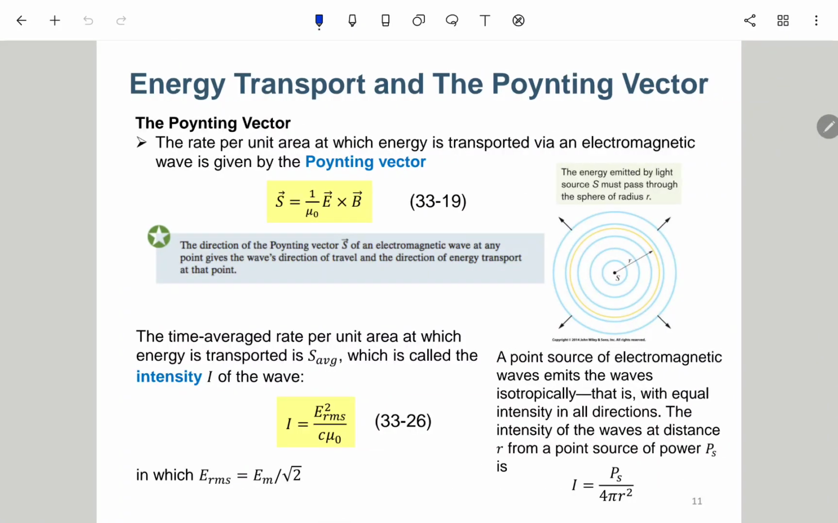Okay, so next we introduce the energy transport and the Poynting vector. Actually the EM wave is propagating in space, even in vacuum.